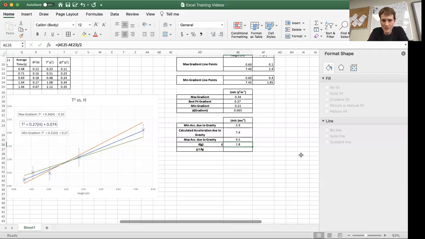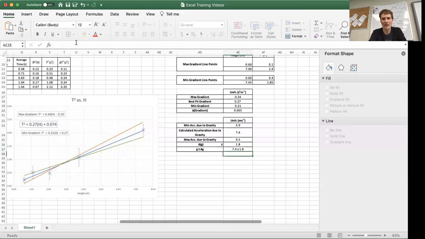All right, so this is our uncertainty, plus or minus 1.8 meters per second squared, and therefore my final value is 7.4 plus or minus my uncertainty. Okay, so I'm going to grab my plus minus symbol right here and record this.